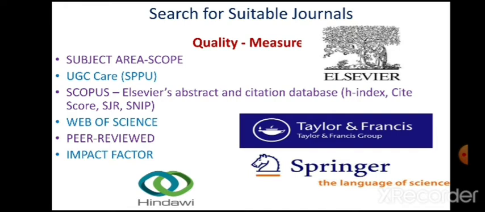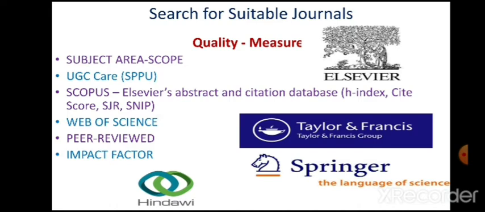Now it depends. Impact factor is a numerical value. That numerical value is assigned to a particular journal, and it decides the quality of that journal. Of course, if the numerical value is higher, if the impact factor is higher, it indicates that the quality of that journal is very high.